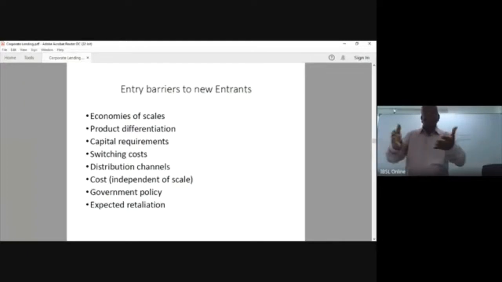And that is product differentiation. One product, the same product, but one item gets differentiated from the other one. We call it product differentiation.